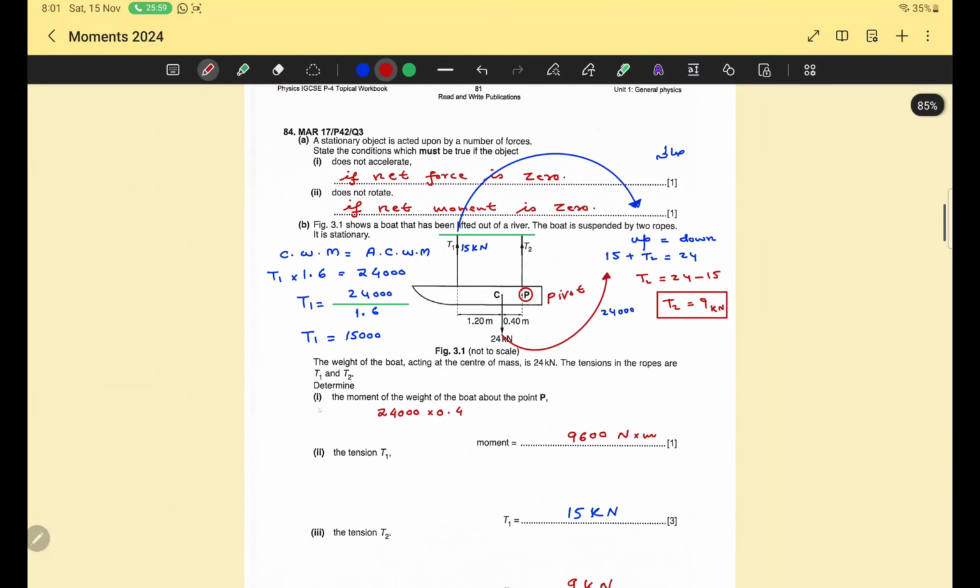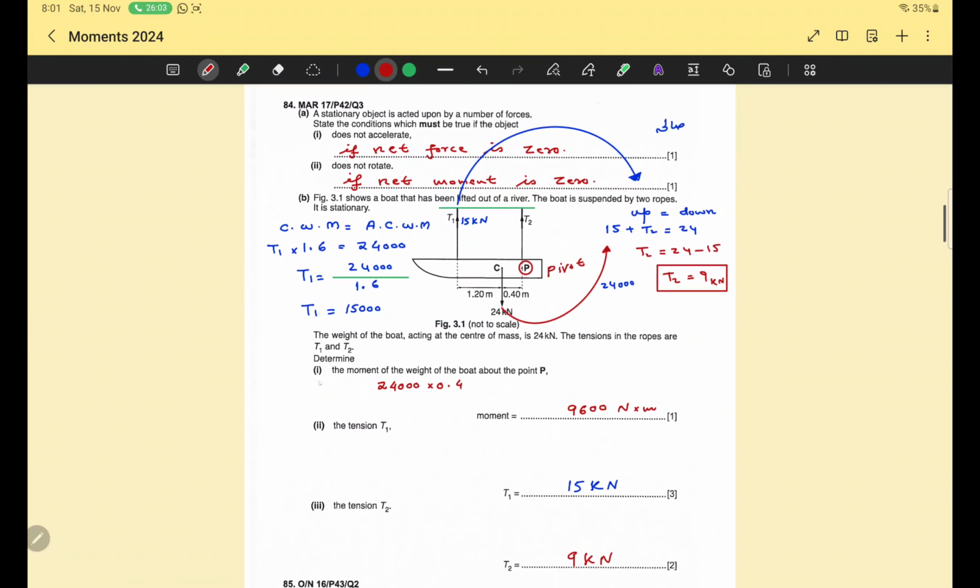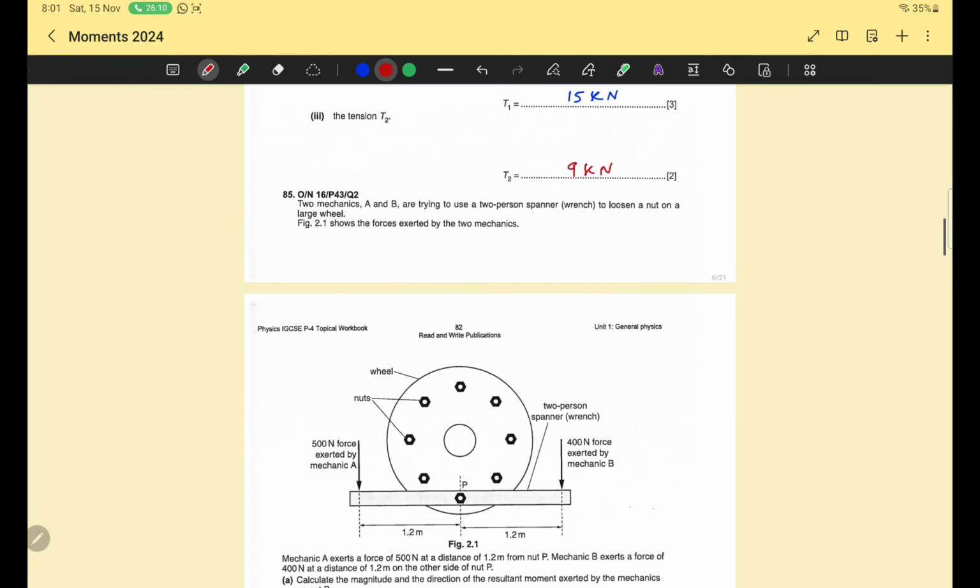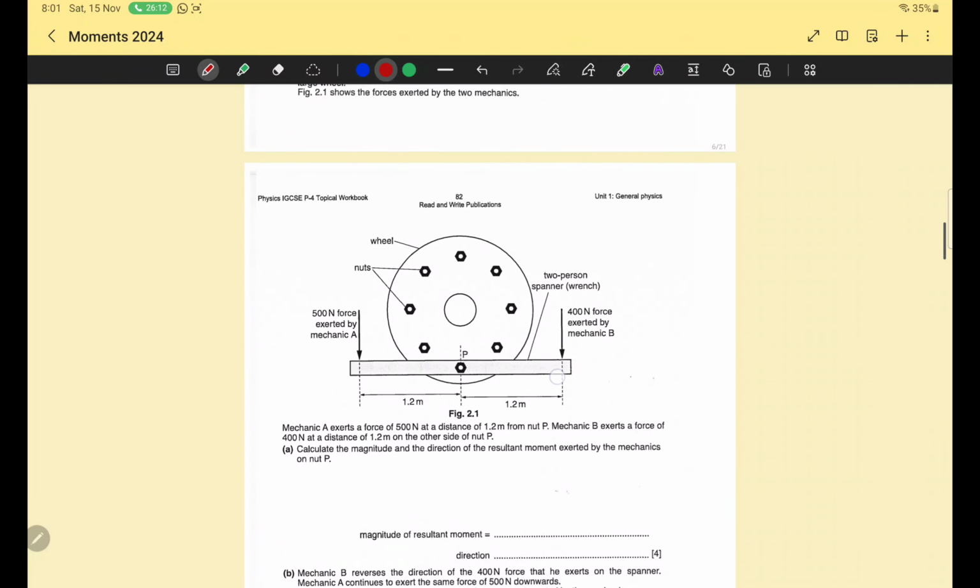But Mahanur, is it clear? Mahanur, is it clear? Okay. And now we are solving another question.